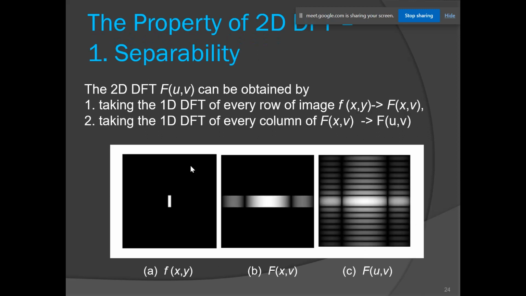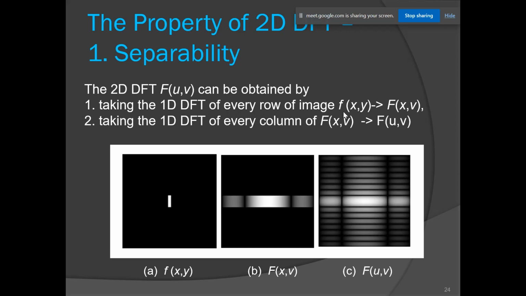Now let us begin with the properties. The first property is known as the separability property. What is the meaning of this property? If we are interested in taking the 2D DFT of f of xy, that 2D DFT can be obtained by first taking the 1D DFT of every row of the image.